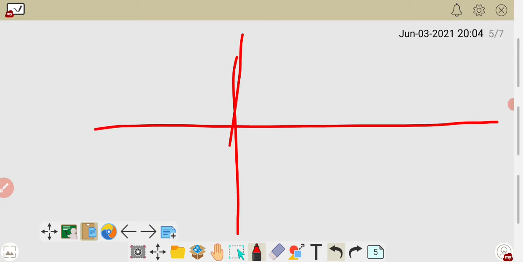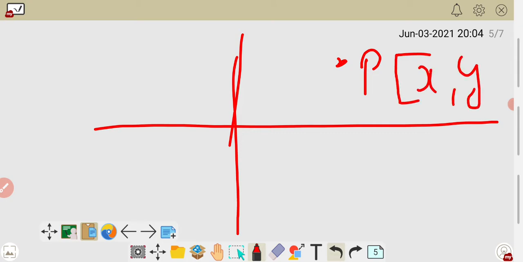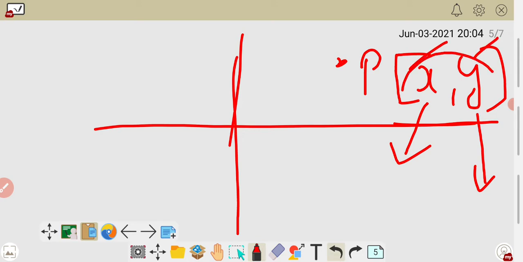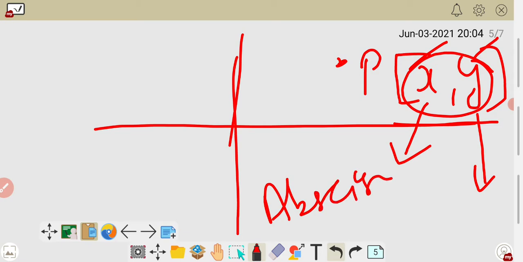If you want to plot any point P, you have two coordinates, the x coordinate and the y coordinate. The first value is known as the x coordinate, and the second value is known as the y coordinate. Together they are called the coordinates. The name of the x coordinate is abscissa, and the name of the y coordinate is ordinate.